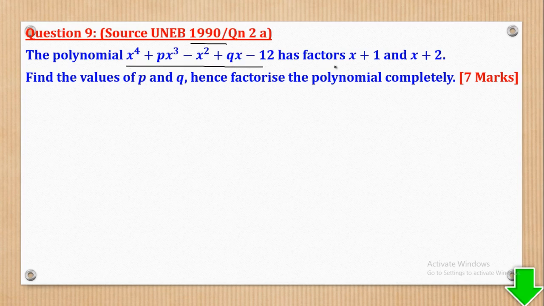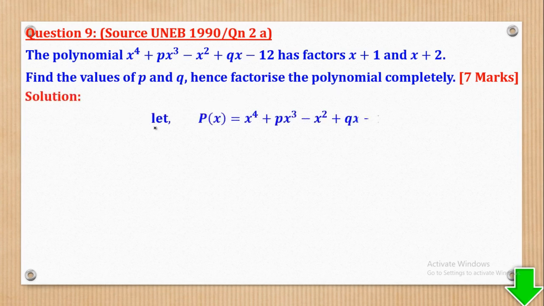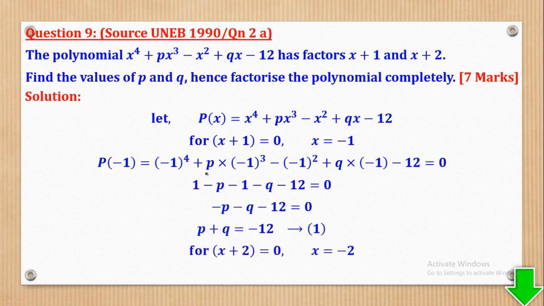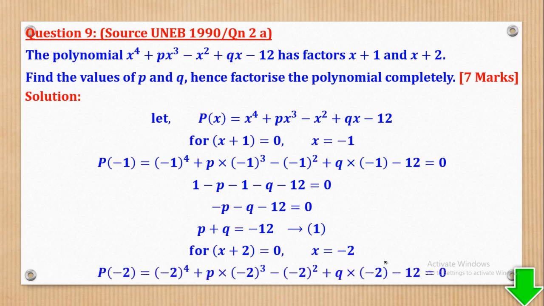So now shall we go to question 9, which came from UNEB 1990, paper 1, question 2a, and says the polynomial this has factors this and this. Find the values of p and q and then factorize the polynomial completely. So the first thing to do is to let P(x) be equal to that given polynomial. Then for this factor, x is equal to 1, therefore P(1) will be equal to 0. So we shall come up with equation 1. Then for x plus 2 equal to 0, x will be equal to negative 2, therefore P(-2) will be equal to 0.